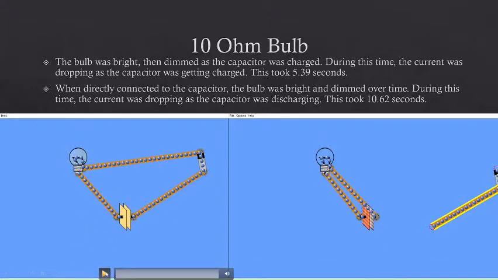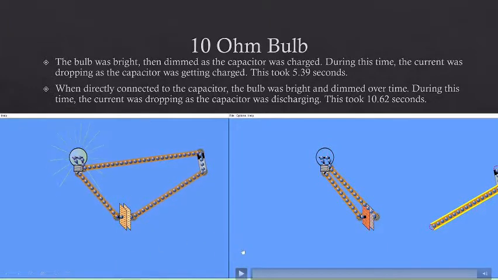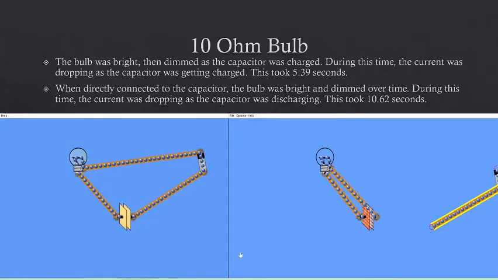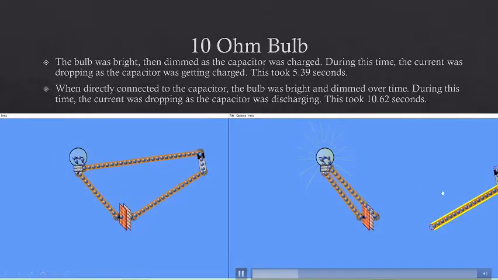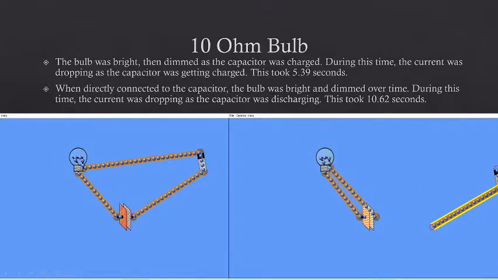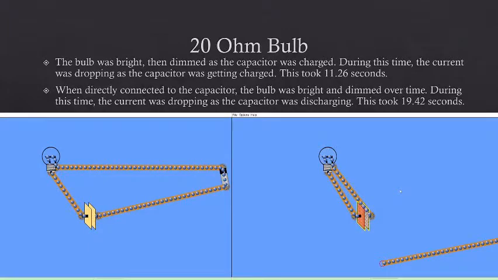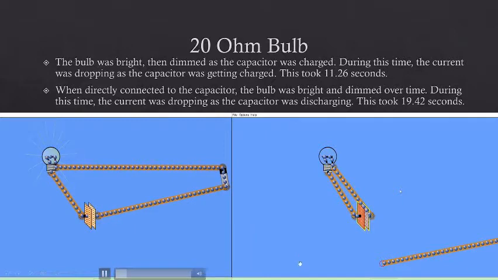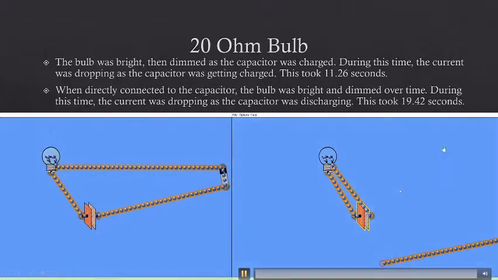Using a 10 ohm bulb, when the bulb is first connected to the battery, as it's charging the capacitor, the bulb's bright and then dims over time, which happens in both cases. With the battery, it took about 5.39 seconds to charge the capacitor, and then to discharge the capacitor, it took about 10.62 seconds. Using a 20 ohm bulb, these values are almost double, even though the phenomena stays the same.